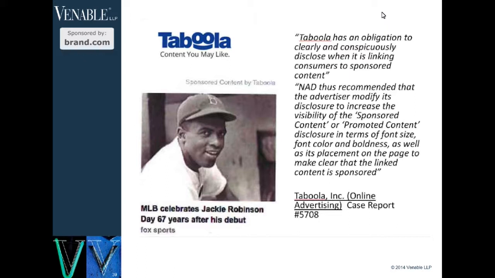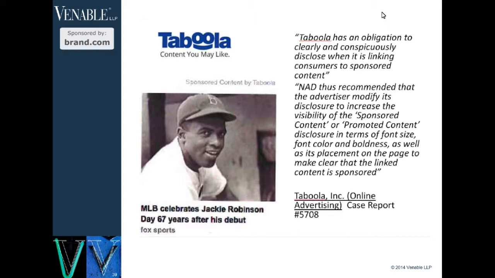Now, our friends at the NAD have again given us some guidance on what they view as placement and prominence recommendations. This is again from their case involving Taboola. And no surprise, what they're suggesting really connects and fits with what the FTC has suggested. They do have a preference, not a requirement, for top left disclosure. And the shading and the contrast and the size are also discussed in that decision. But the bottom line with all of this is the disclosure must be done in a way that consumers are likely to notice it.